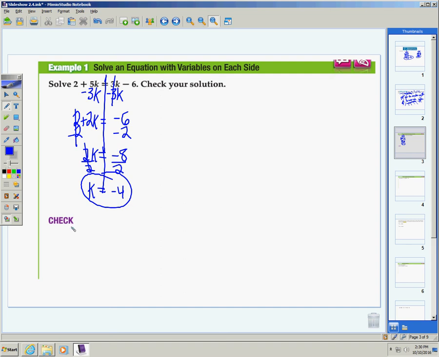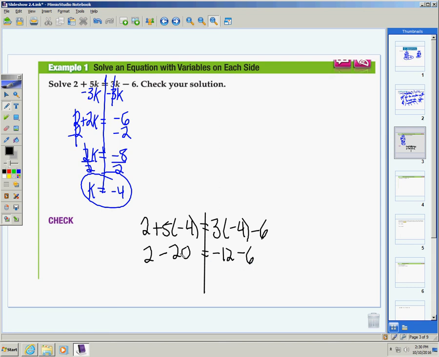2 plus 5 times negative 4 equals 3 times negative 4 minus 6. 5 times negative 4 gives me negative 20, equals 3 times negative 4 gives me negative 12 minus 6. 2 minus 20 is negative 18. Negative 12 minus 6 is negative 18, and that's the correct answer.